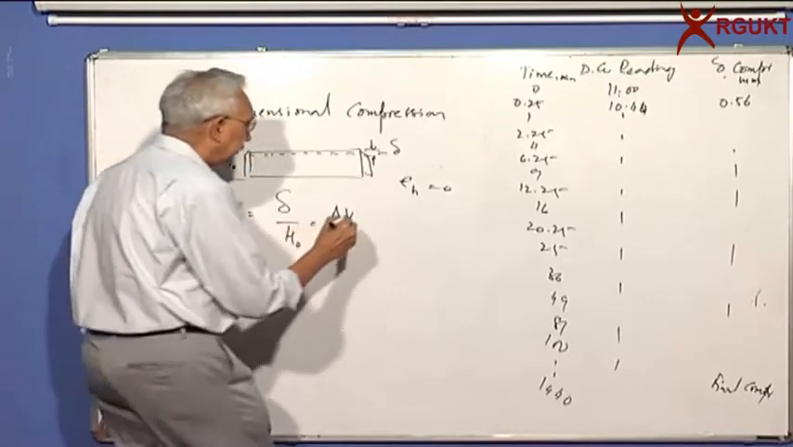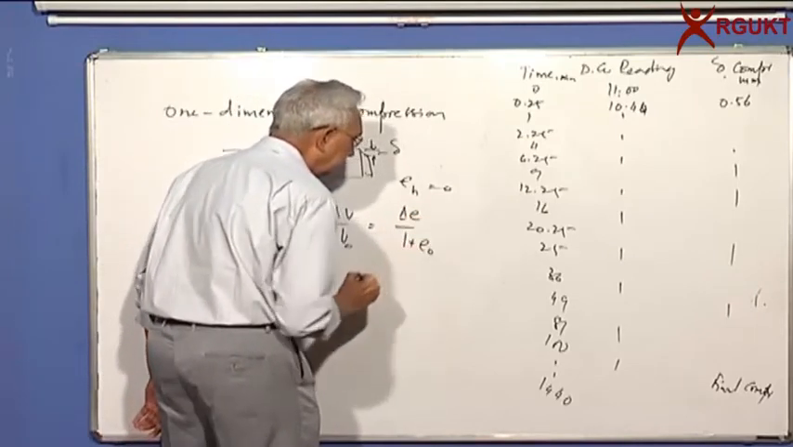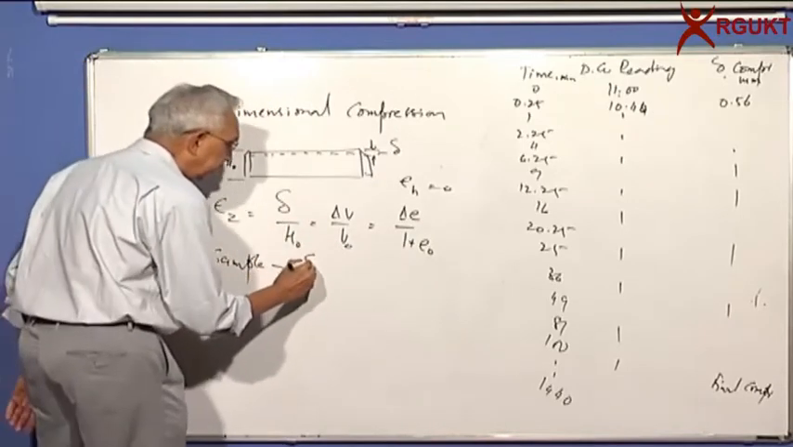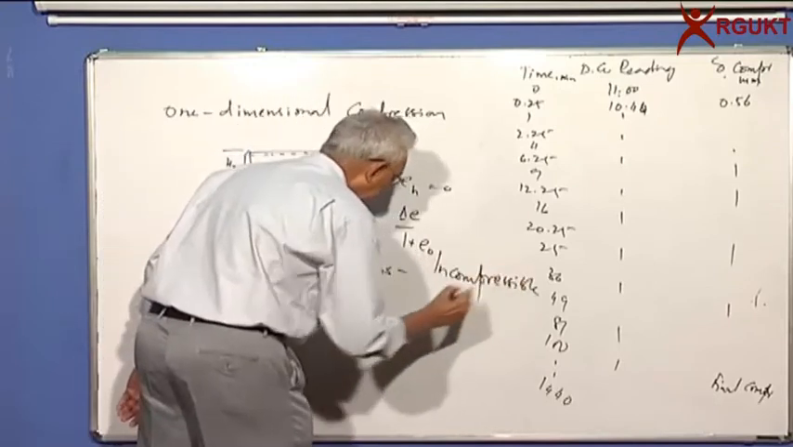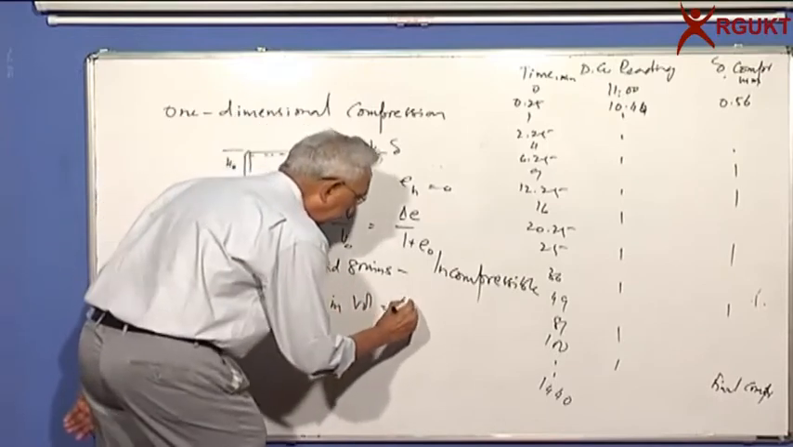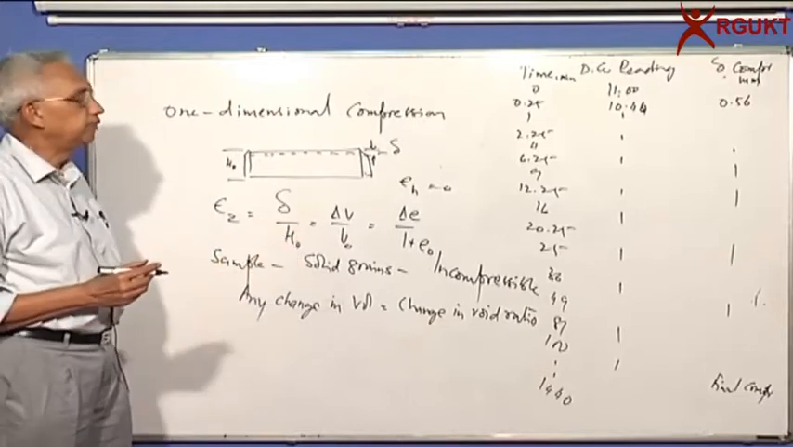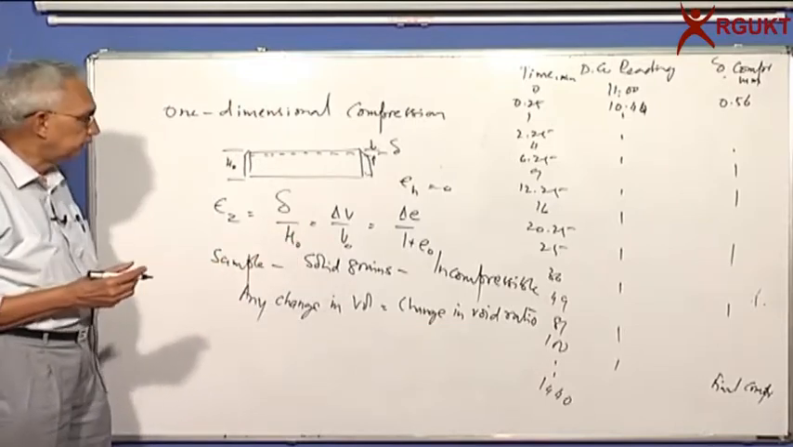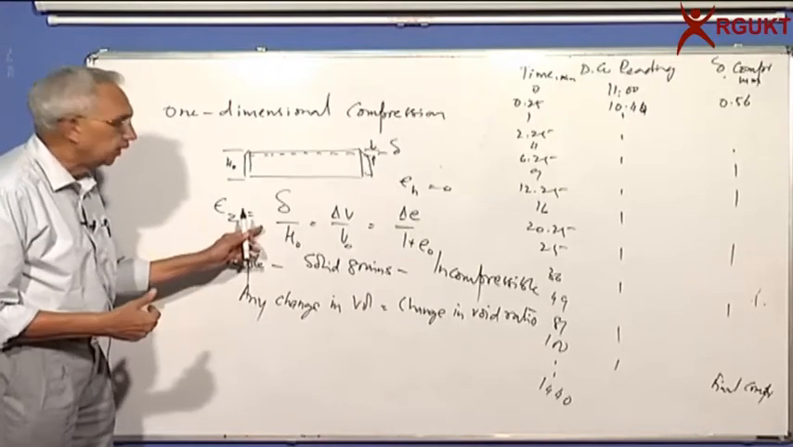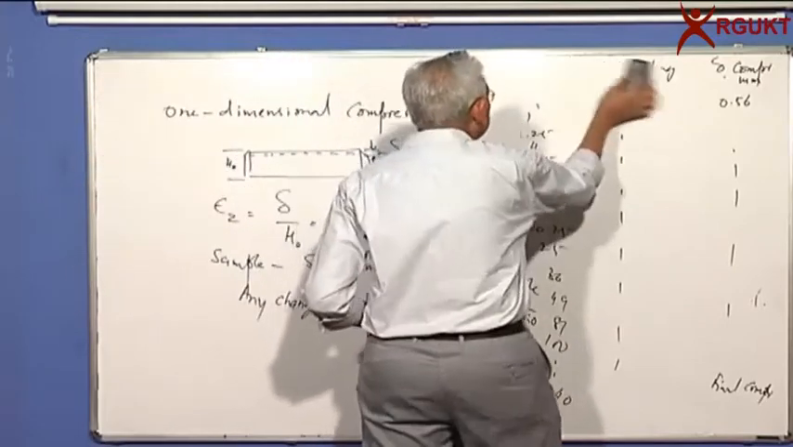And this I can show is the same as delta e by 1 plus e naught, because if you look at the sample here, the solid grains are incompressible. So any change in volume is due to change in void ratio. So if there is a certain compression, corresponding to that you will have a corresponding change in void ratio, because the grains do not compress at all. So what we then do is convert the strain, and I get the change in void ratio for each increment.